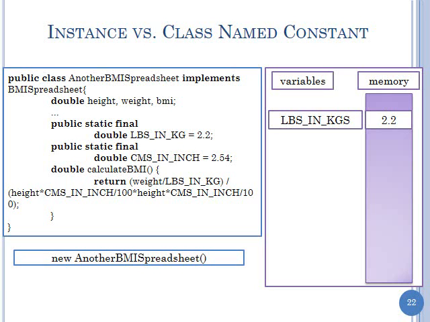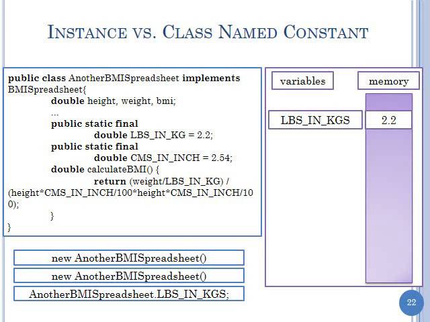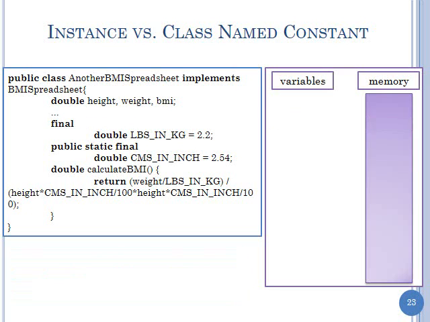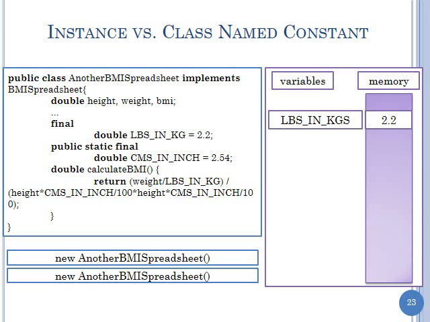So you say new another BMI spreadsheet. You can say another BMI spreadsheet dot pounds in kgs. If you did not do that, and you just said final double, it's going to create a copy each time. I think it'll do that. It shouldn't. It should just cheat and say, I'm just going to create one constant. You'll never know the difference in the behavior. Your objects will be skinnier, but you'll never know the difference because you can never change it.